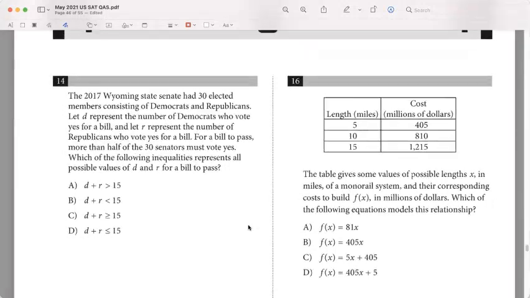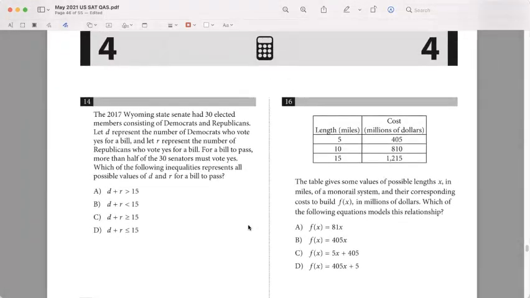Question 14. The 2017 Wyoming State Senate had 30 elected members consisting of Democrats and Republicans. Let D represent the number of Democrats who vote yes for a bill and R represent the number of Republicans who vote yes for a bill. For a bill to pass, more than half of the 30 senators must vote yes. Which of the following inequalities represents all possible values of D and R for the bill?